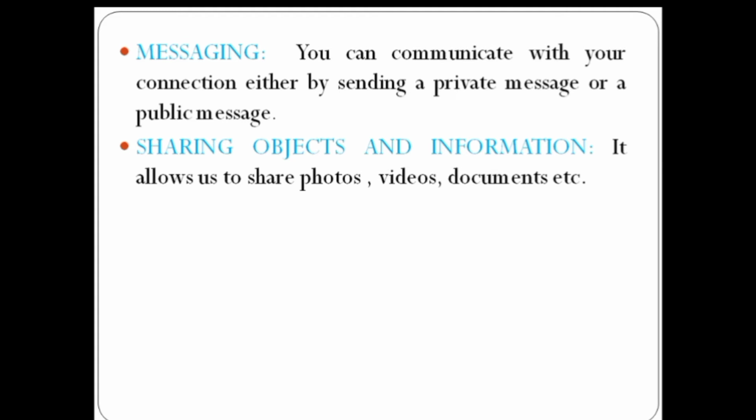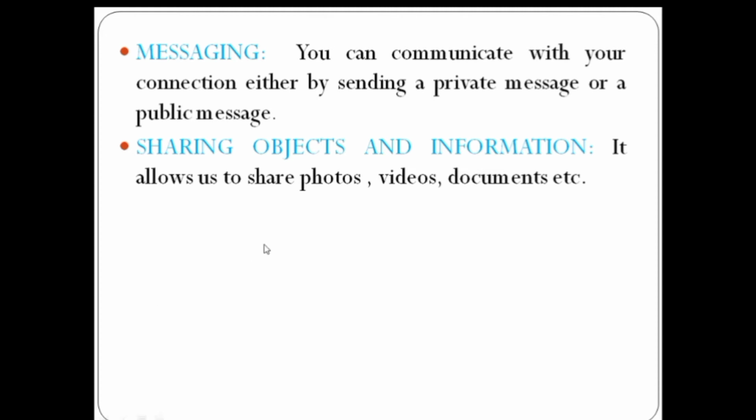You can communicate with your connection either by sending a private message or a public message. It means you can send your contact a private message, like in the inbox messaging. And if we are talking about the public message, it means everyone can see that message, and you can write a particular message on the wall of that person. Okay, like your birthday wishes, anniversary wishes, you can write on the wall. That can be a public message.